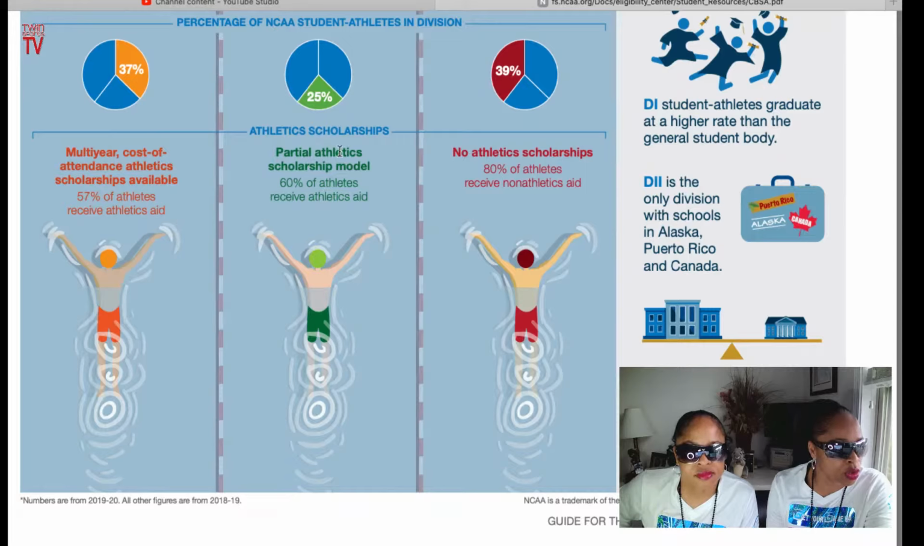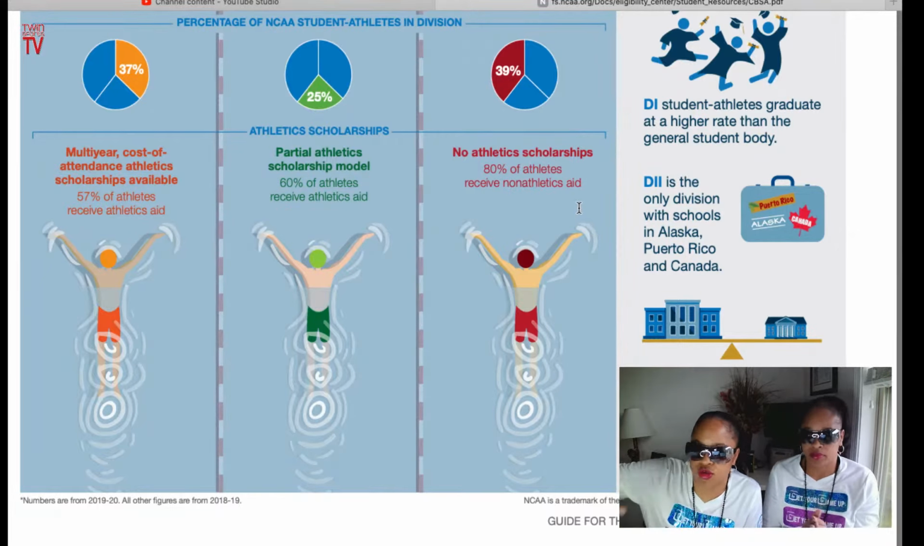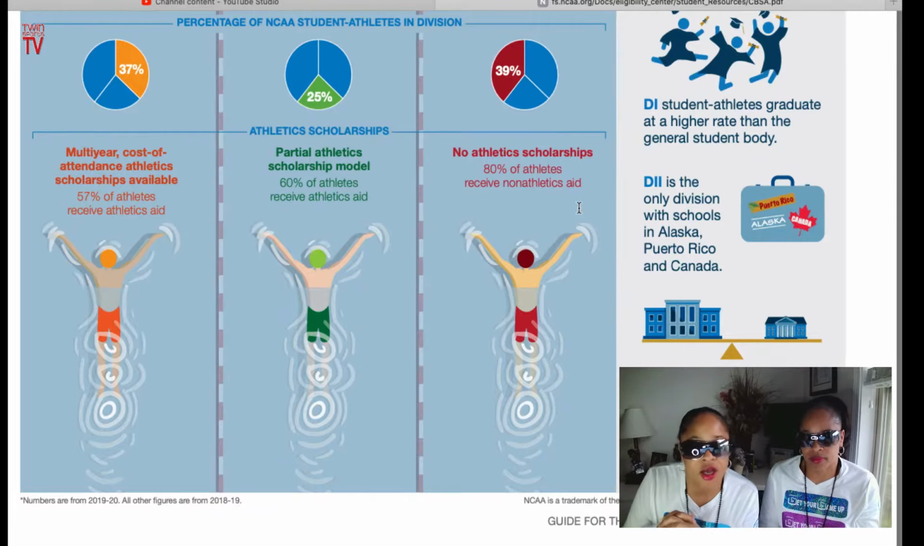We're talking about a partial athletic scholarship model, where 60% of athletes receive athletic aid. And then in Division 3, no athletic scholarships, but 80% of athletes receive non-athletic aid. That could be financial, grants, academic, whatever kind of way. You can still get some kind of funding for Division 3 schools. So these are the categories you need to look at to see where you fit as an athlete.